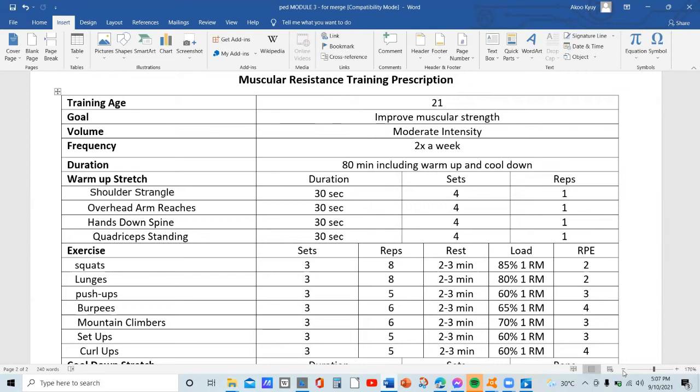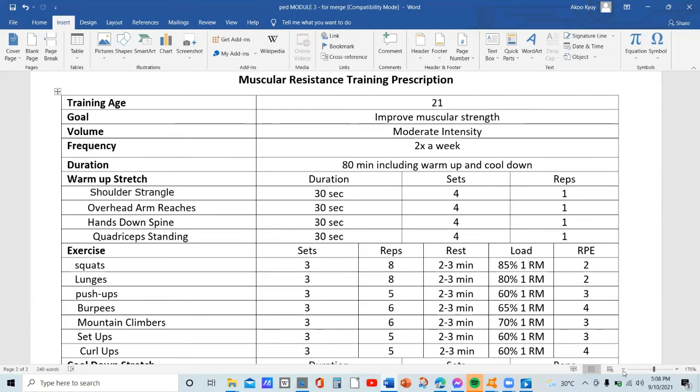And for the volume, I have chosen to perform moderate intensity since my goal is to improve my muscular strength, and I would like to see the efficacy of this training program in the period of time. The next one is the frequency. I am planning to do the physical activity 2 times a week with the duration of 80 minutes, including the warm-up and the cool-down exercise.